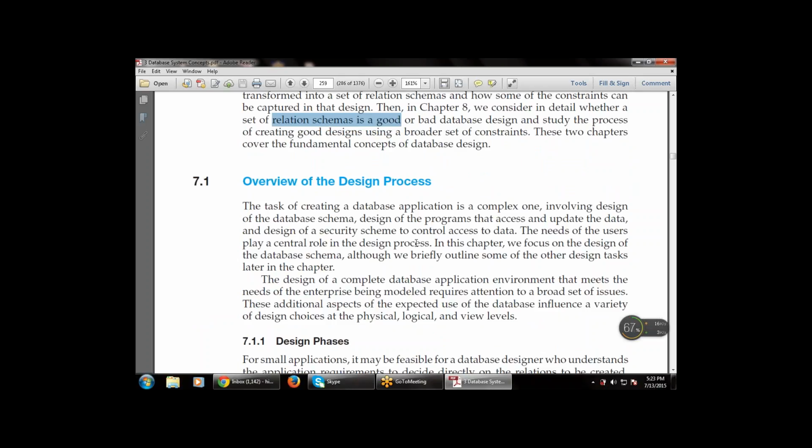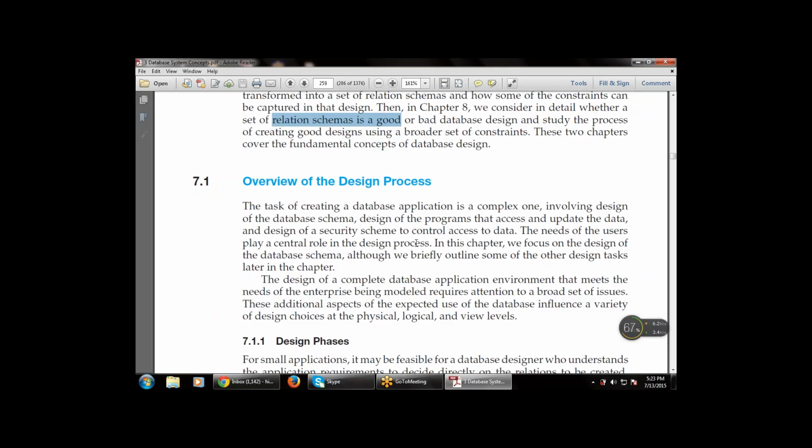So first there is the database schema, that is the database logical design. Then there are the programs used to access that schema and update the data, and then the design of a security scheme, or security mechanism, to control the data.